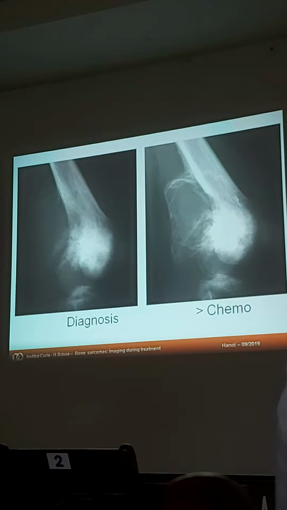It is a normal evolution. It's some kind of response here. It's difficult to measure the response. We will see how to do that after. But it is a normal evolution with treatment. It is not progression.